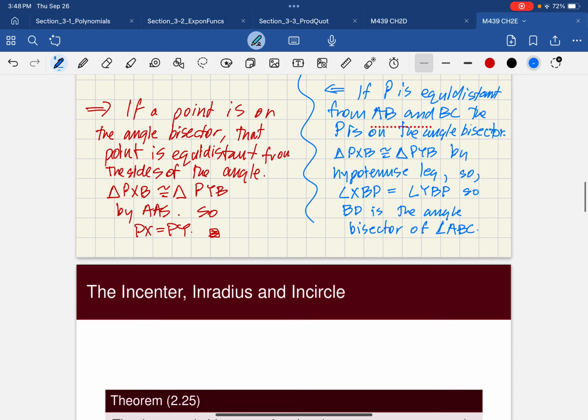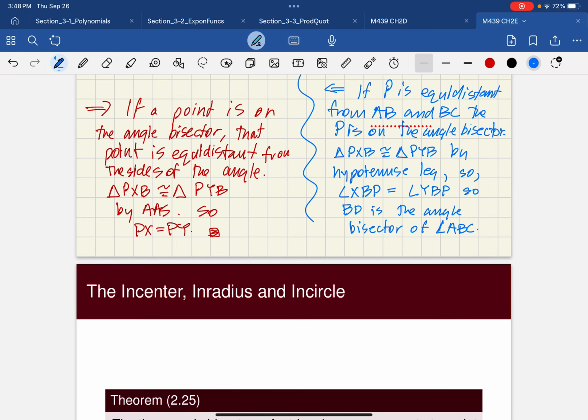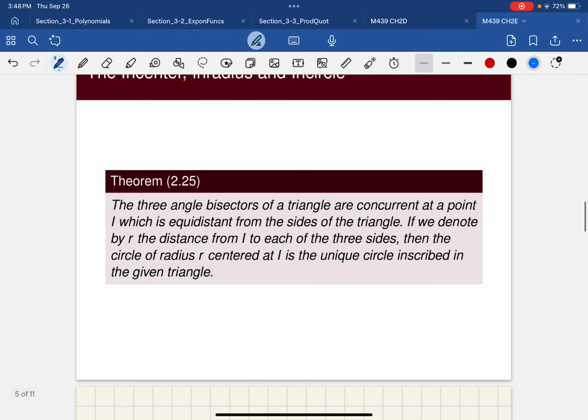So let's move on and talk a little bit about the incenter, inradius, and the incircle. It says that the three angle bisectors of a triangle are concurrent at a point, I, which is equidistant from the sides of the triangle. If we denote by R the distance from I to each of the three sides, then the circle of radius R centered at I is the unique circle inscribed in the given triangle. So this is the idea.